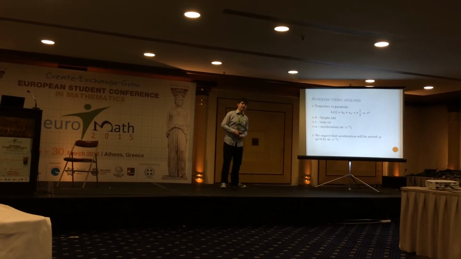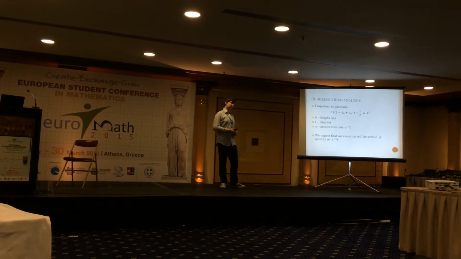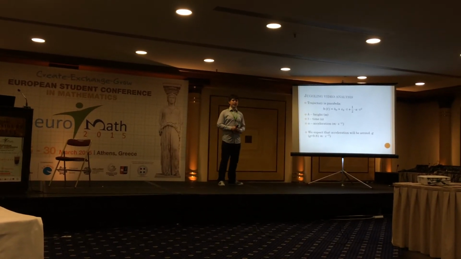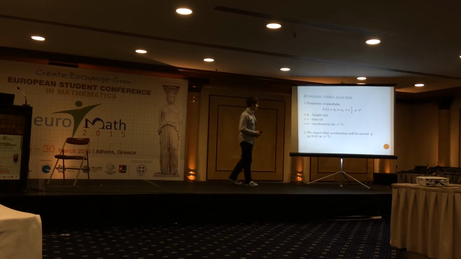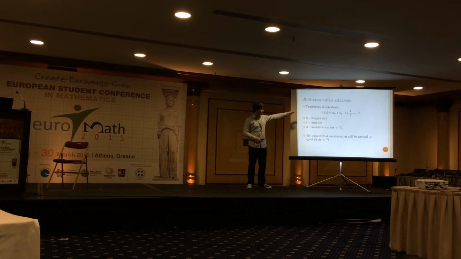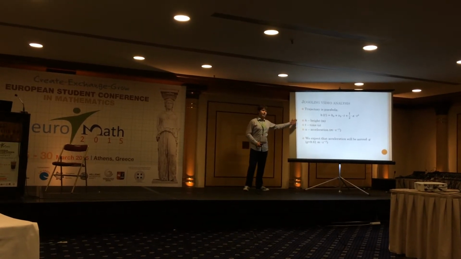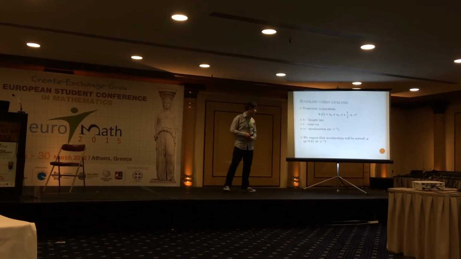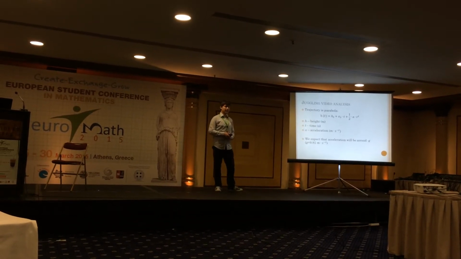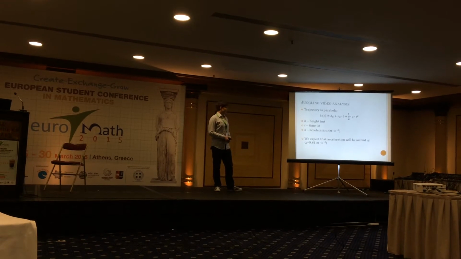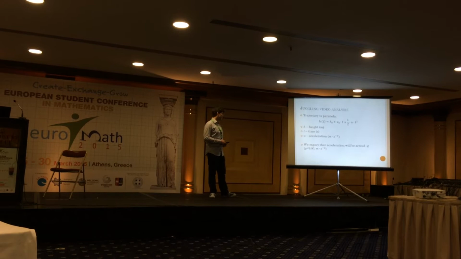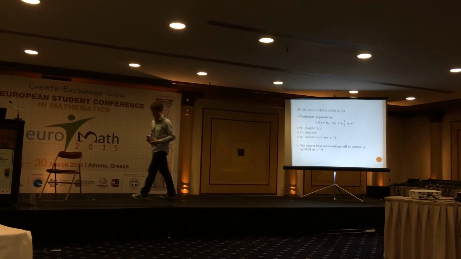Now, juggling video analysis. I recorded my friend as he juggled 3 balls in a basic pattern, and then applied video analysis to that video. I expect the trajectory of the ball to be a parabola given by this equation. H represents height in meters, t represents time in seconds, and a represents acceleration in meters per second squared. We expect that the acceleration will be around minus g, where g equals 9.81 meters per second squared.